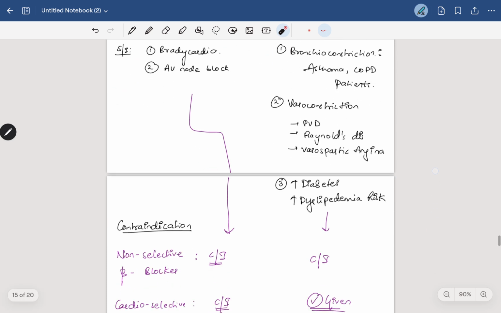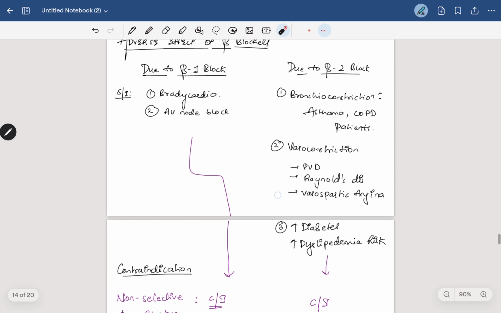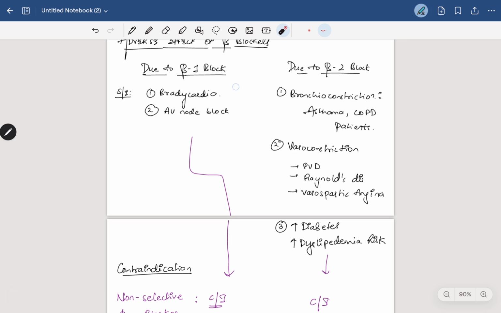Okay, now contraindications. Contraindications, see, non-selective beta blockers are contraindicated in both in all these, like in both of these.